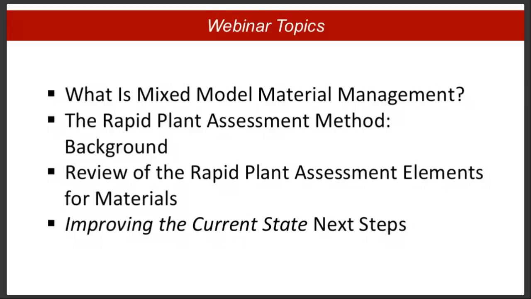So this is what we're going to be talking about. First of all, what is mixed model material management? We're going to be talking about the rapid plan assessment as it applies to the manufacturing side and to the material side of the equation. As we always say when we teach mixed model materials management and mixed model line design, this bird, the line, the enterprise, the value stream, needs two wings to fly. One of them is the line, the actual line design, and the other one is mixed model materials management.